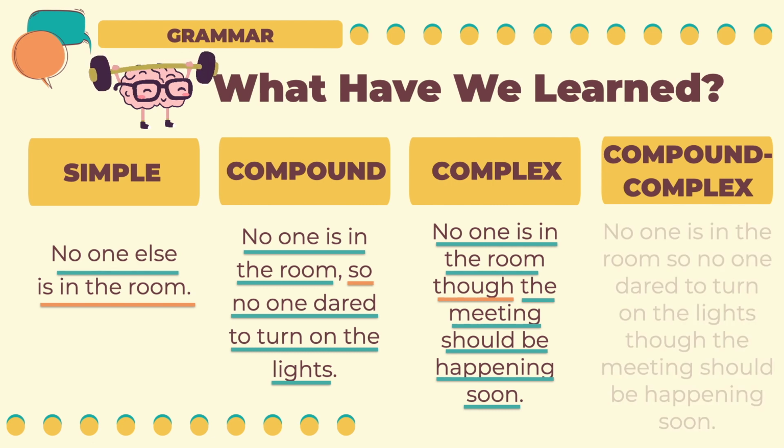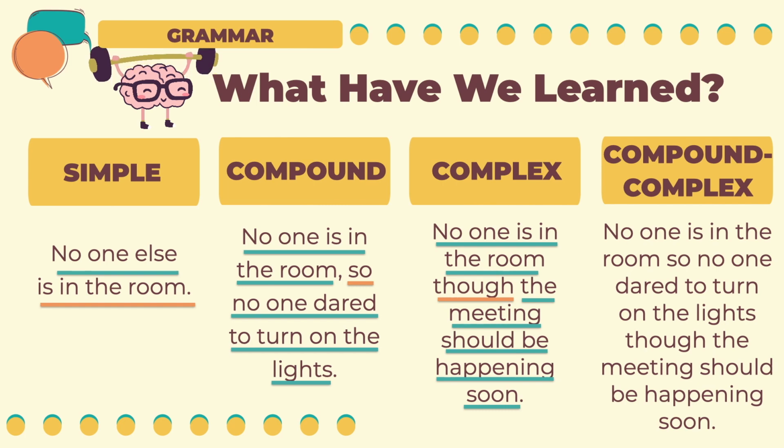Lastly, for a compound complex sentence: no one is in the room, so no one dared to turn on the lights, though the meeting should be happening soon. The first independent clause is, no one is in the room. The second independent clause is, no one dared to turn on the lights. These are connected with the conjunction, so.